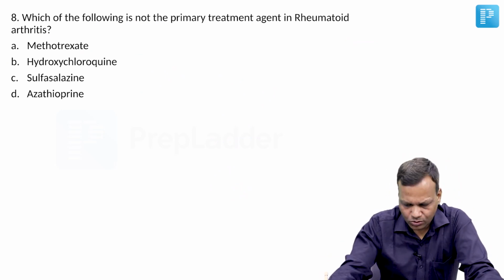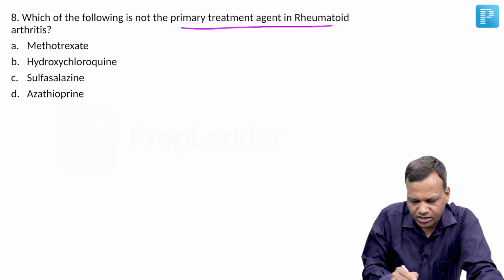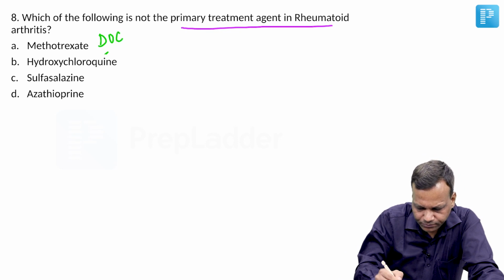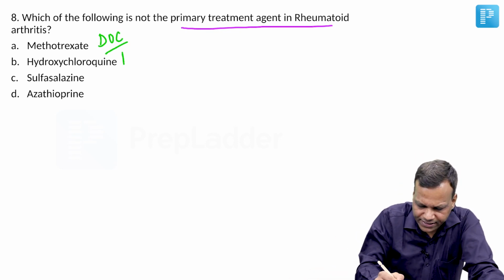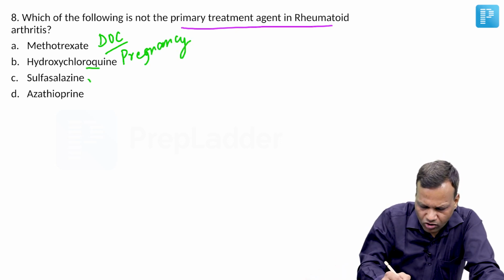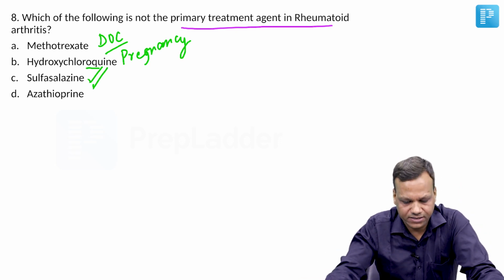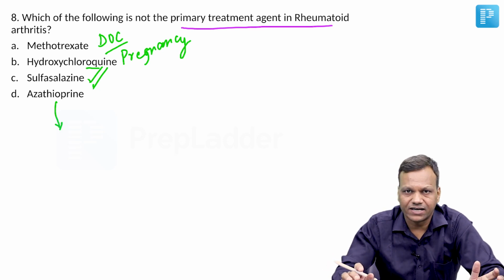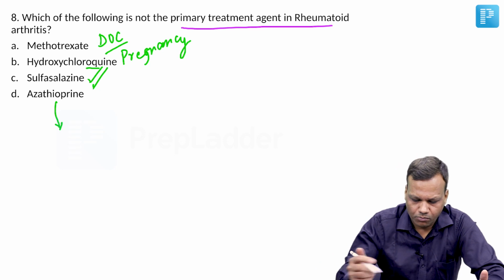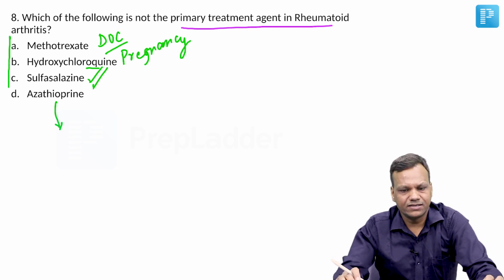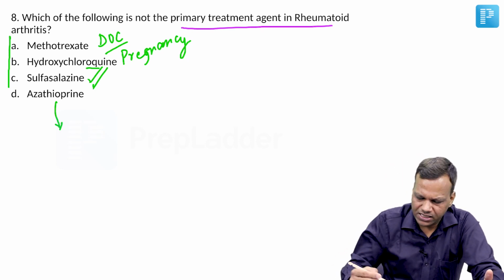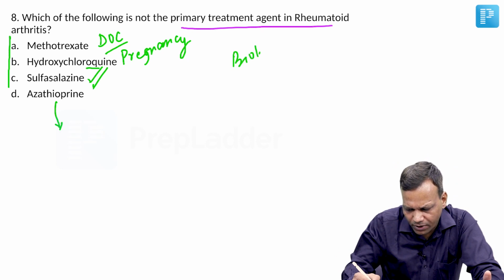Moving to the next question, another easy question: which is not the primary treatment agent in rheumatoid arthritis. So we all know in rheumatoid arthritis, the drug of choice is methotrexate. The drug of choice for rheumatoid arthritis in pregnancy is hydroxychloroquine. And another drug very commonly used in rheumatoid arthritis is sulfasalazine. Azathioprine can also be used in rheumatoid arthritis, but it is an immunosuppressant drug and it is not used that commonly. More commonly, the primary drugs are methotrexate, hydroxychloroquine and sulfasalazine. Azathioprine is rarely used.